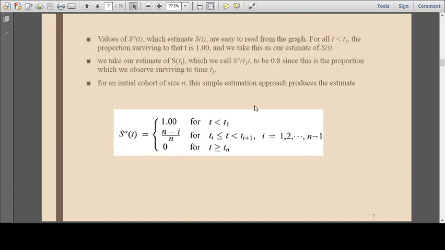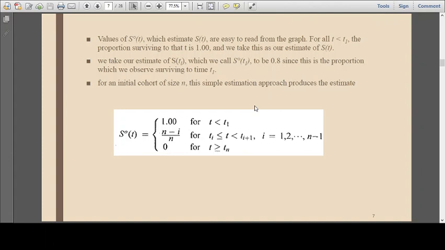For all t less than t1, the proportion surviving to that t is 1, and we take this as our estimate of S(t). We take our estimate of S(t1), which we call S naught(t1), to be 0.8. Since we have 5 different intervals, if we divide the proportion equally among each, S naught(t1) would be 0.8.